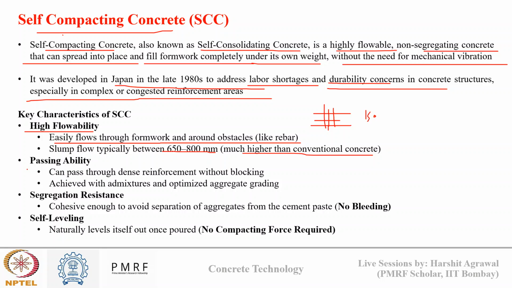It has passing ability. It can pass through dense reinforcement caging without blocking. How do we achieve such passing ability? By using admixtures and optimized aggregate grading.